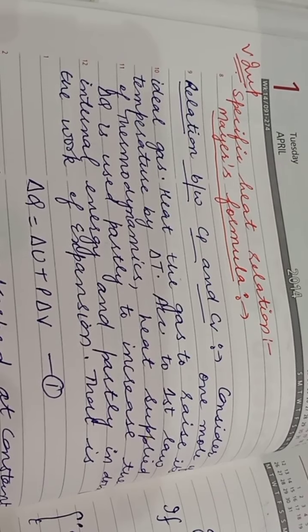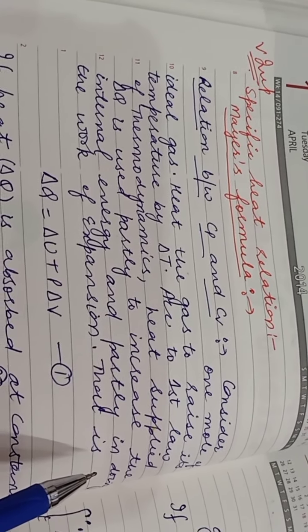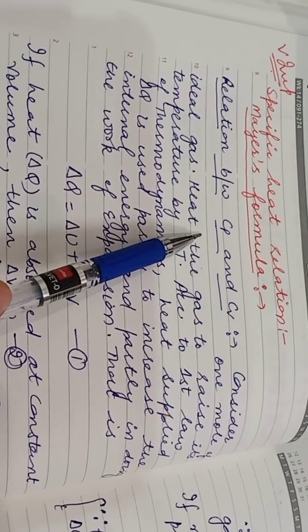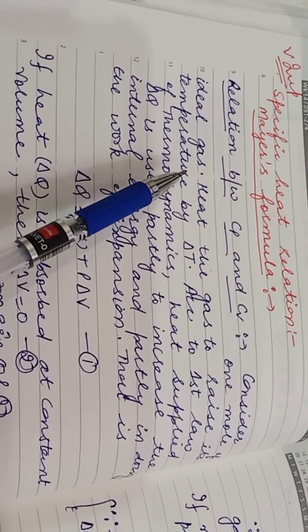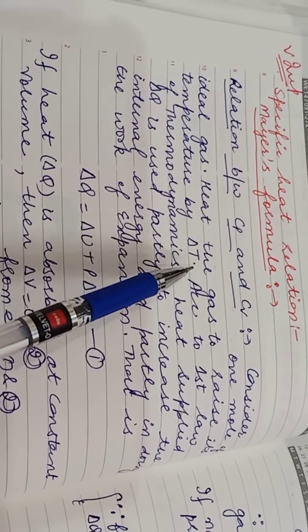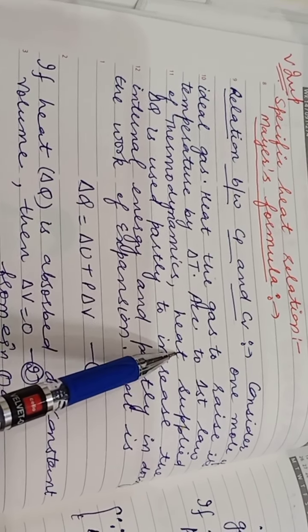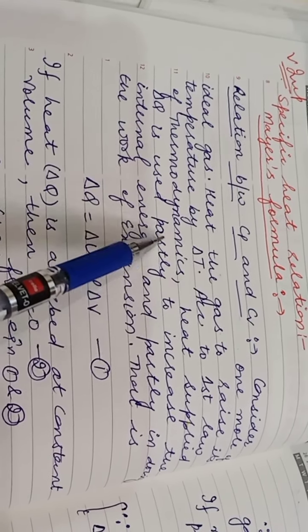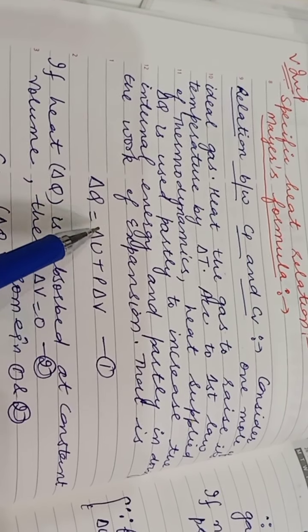Next topic is very important, that is specific heat relation, which is called Mayer's formula. So the relationship between Cp and Cv. Consider 1 mole of an ideal gas. Heat the gas to raise its temperature by delta T. Then according to first law of thermodynamics, the heat which is supplied to a gas is used partly to increase the internal energy and partly in doing work of expansion.